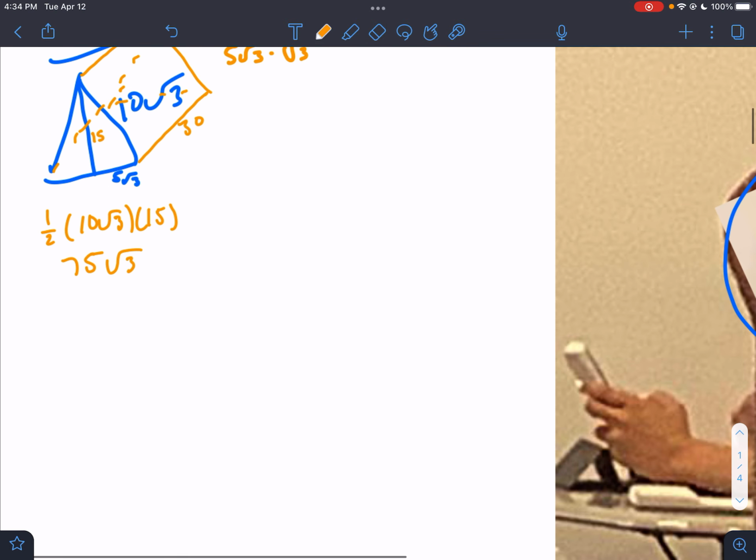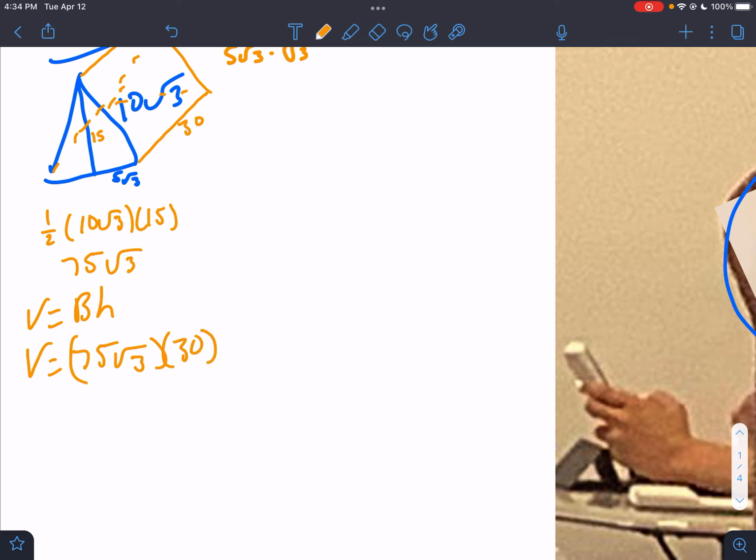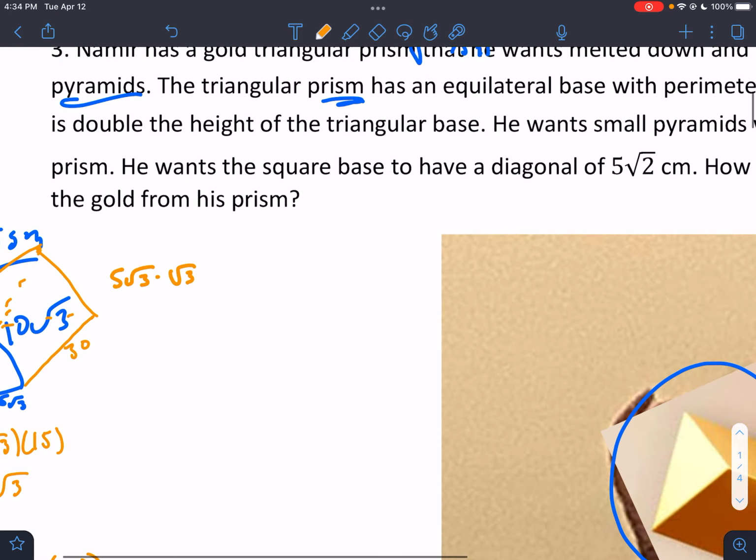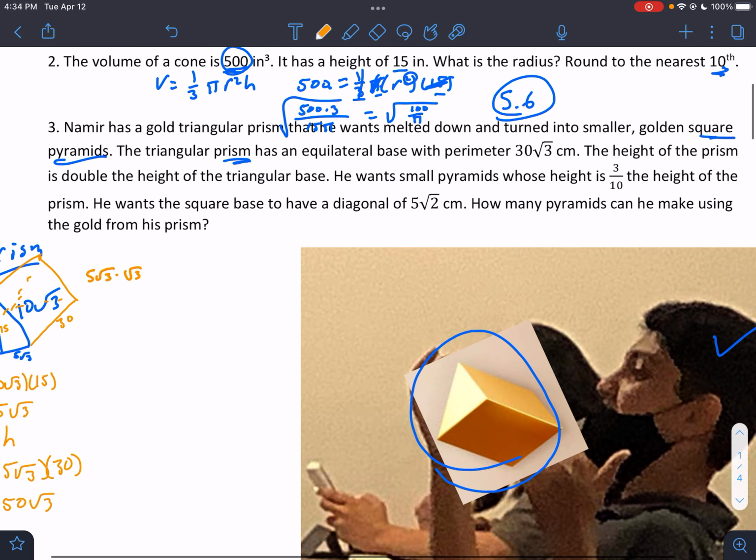Okay, so the volume would have to be the area of the base, 75 root 3. Here, volume equals BH, the area of the base, 75 root 3, times the height, which we just said is 30. So 75 times 30, that's 2250 root 3. All right. So I have the volume of the prism. He wants small pyramids. Remember, they were square pyramids, whose height is 3/10 the height of the prism. Oh, dear. Okay. So let's work on the pyramid.